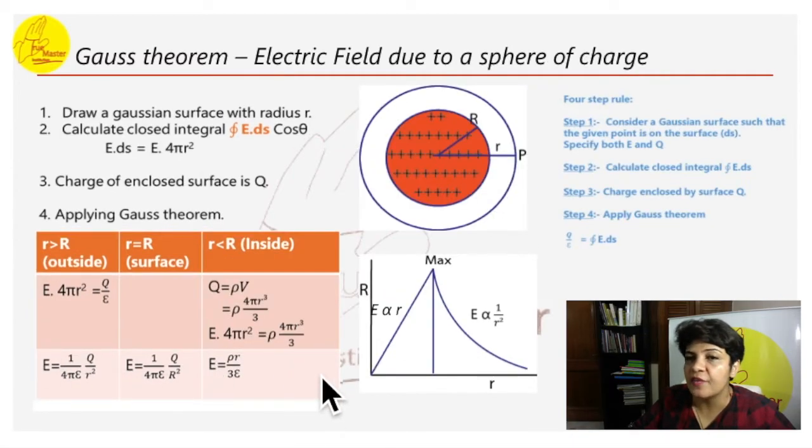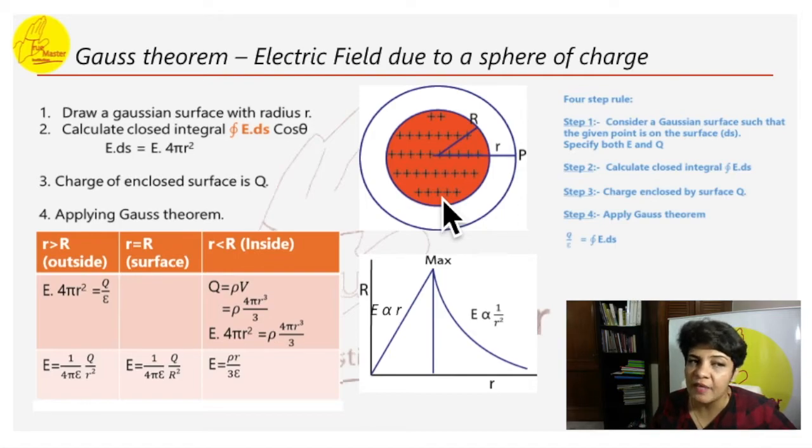Gauss theorem, electric field due to a sphere of charge. Now instead of a point charge, we have taken a sphere of charge in this slide. The main difference between shell and sphere is that shell is hollow from inside, whereas sphere is not empty. Shell has 0 charge inside, whereas sphere has charge. You can see this charge. Which we will calculate in the value coming ahead.